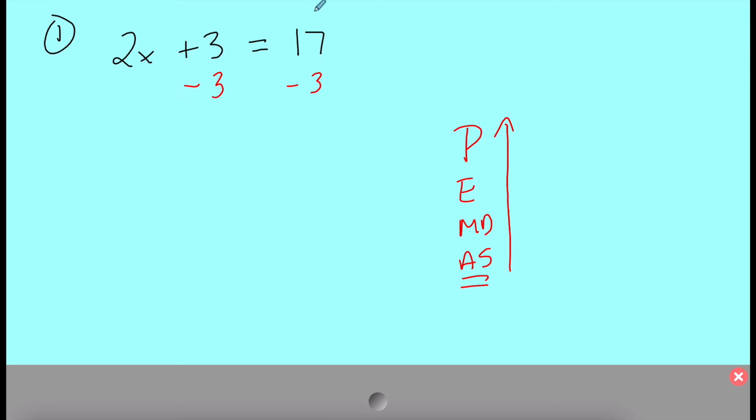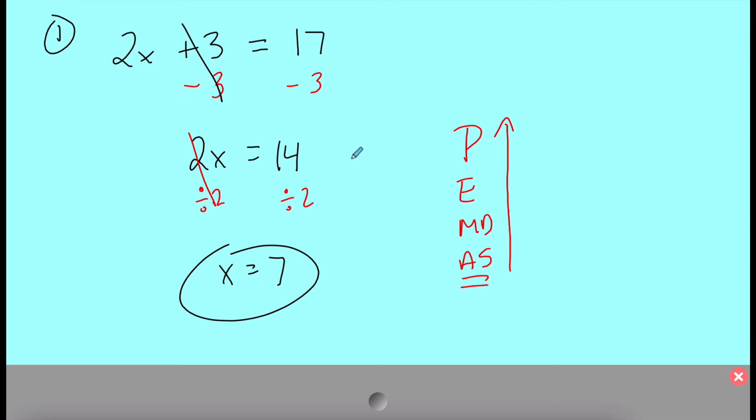Whatever you do to one side of the equation, you do to the other side. Inverse operations cancel out, so I'm left with 2x equals 14. 17 minus 3 is 14. And then my last inverse operation is I'm going to divide by 2, because that's the inverse of multiplying by 2. Whatever you do to one side of the equation, you do to the other, so you're left with your solution, x equals 7. This is using algebra to solve for a variable.